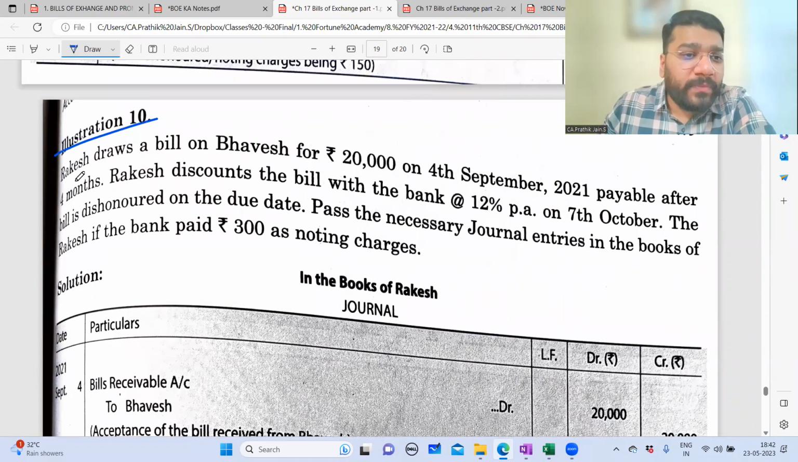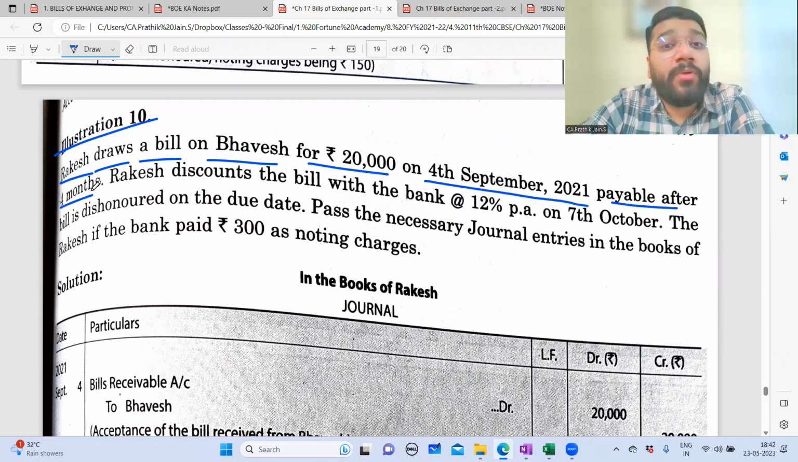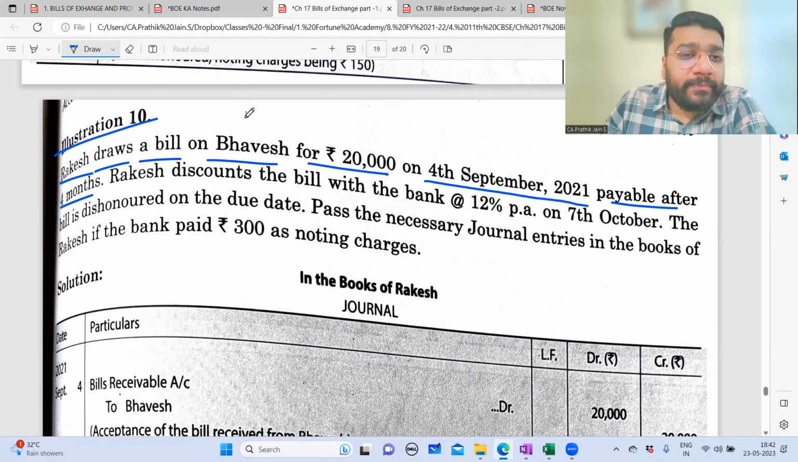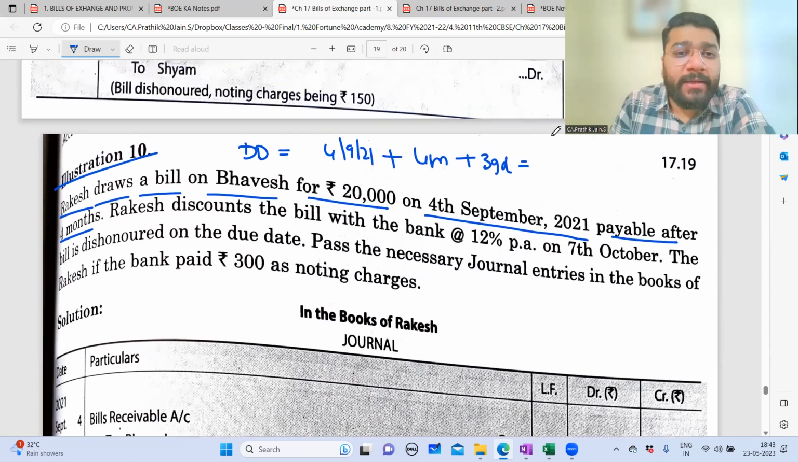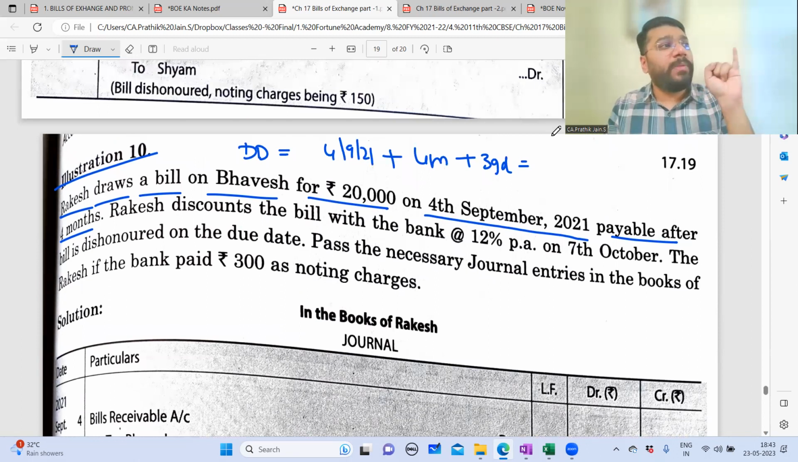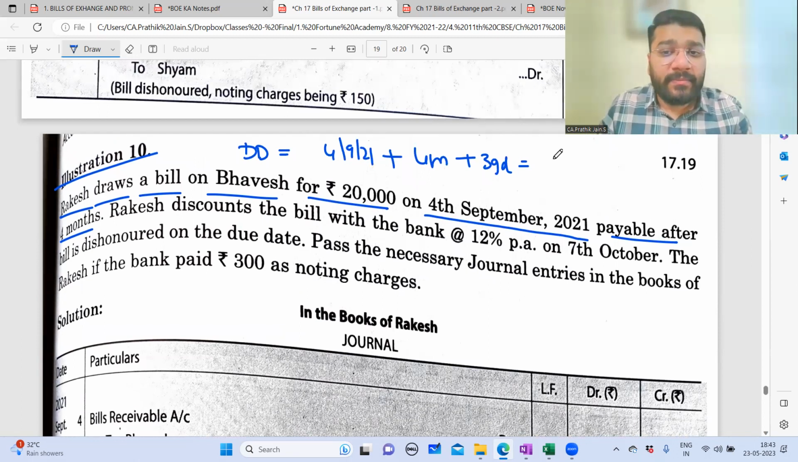Illustration 10. Rakesh draws a bill on Bhavesh for 20,000 on 4th September 2021, payable after 4 months. So credit period is 4 months, term of bill is nothing mentioned, so after date. So what is the due date? 4 September 2021 plus 4 months plus 3 grace days. 4th September, so October, November, December, Jan. So 4th Jan plus 3 grace days, 7 Jan 2022. So this is the due date.